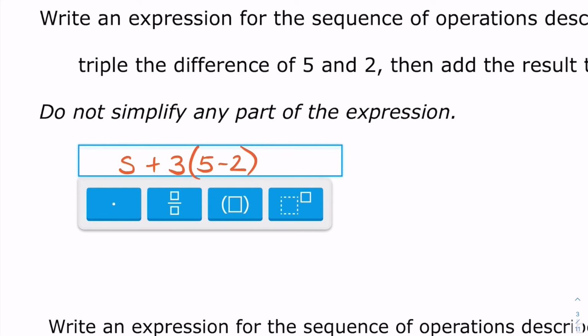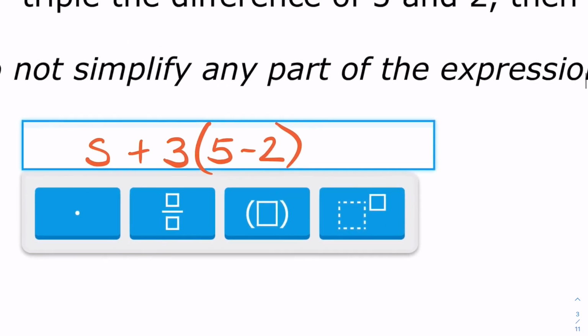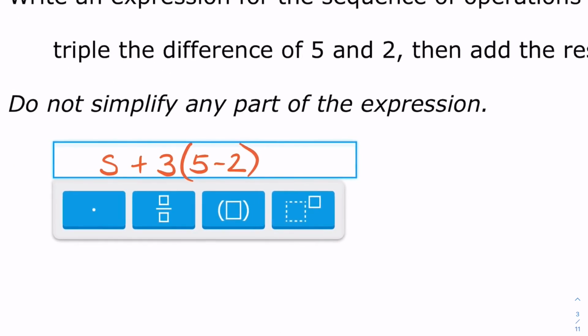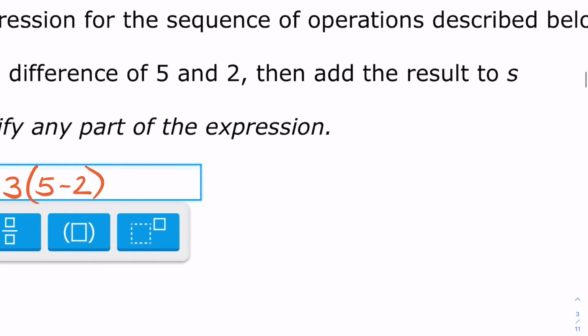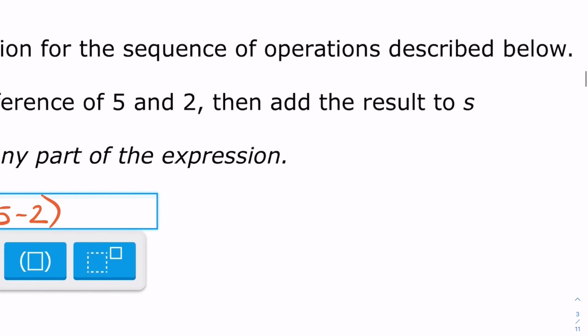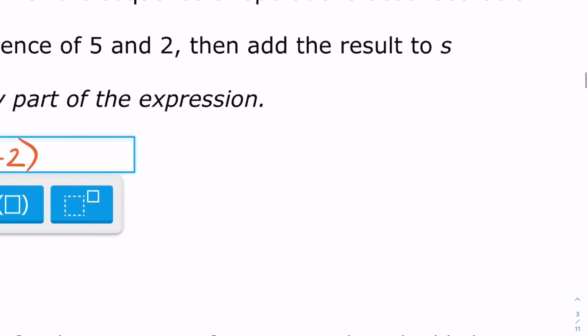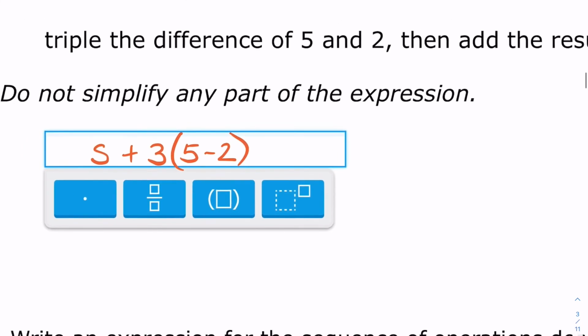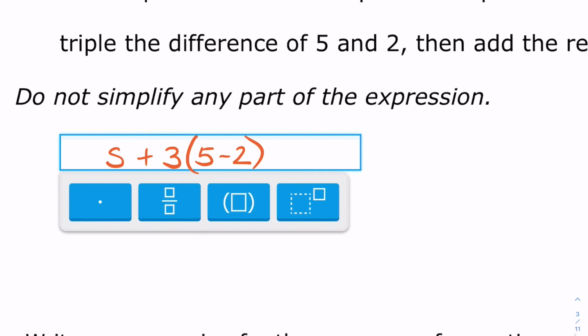So let's go over each one of these. Triple the difference of 5 and 2. I did 5 minus 2 in parentheses, and I tripled that difference. Then we need to add the result, which was all of this. This was the result, which is all of this. We need to add the result to S, making S the initial thing that we started with. So, start with S, then add the result of tripling the difference of 5 and 2.